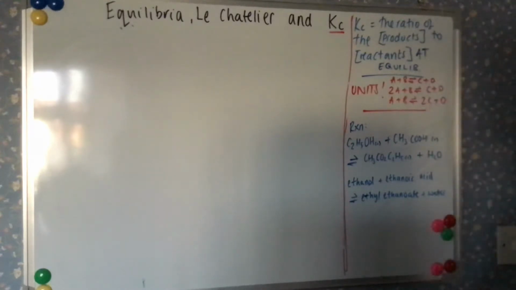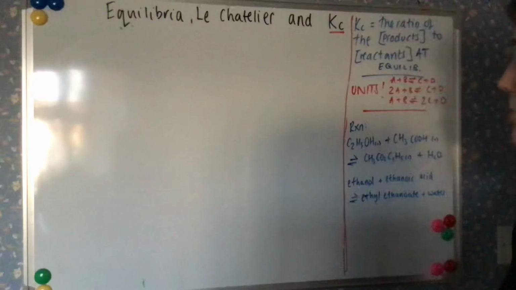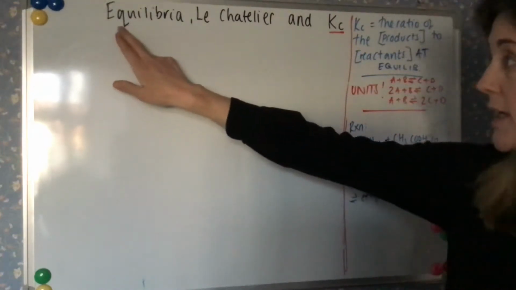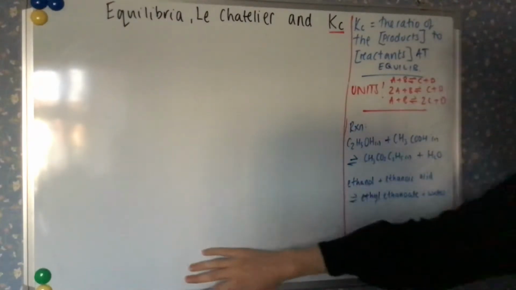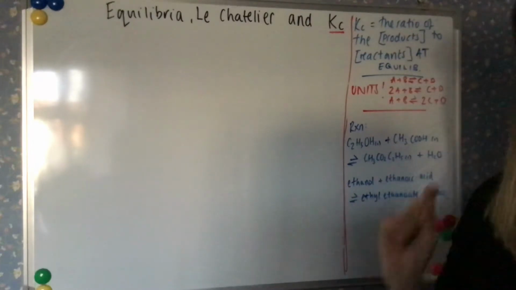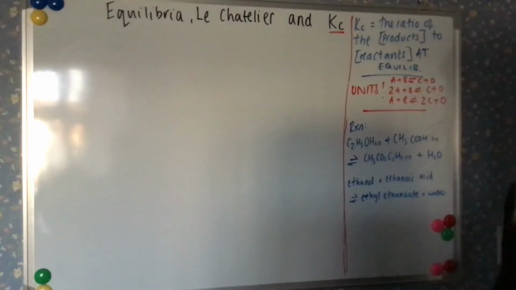Now, the Kc, the equilibrium constant, is a constant, but it is temperature dependent. So when you're stating an equilibrium constant, it is for a reaction at a particular temperature. Kc is the ratio of the concentration of the products to the concentration of reactants at equilibrium. It's really key that you remember that those concentrations are at equilibrium, and you'll quite often have to calculate those concentrations at equilibrium.